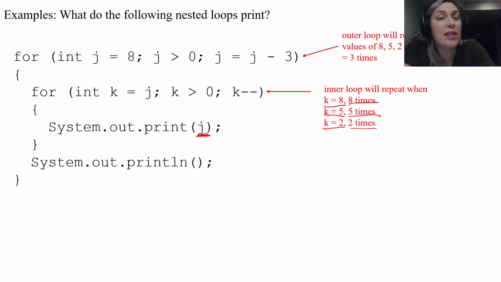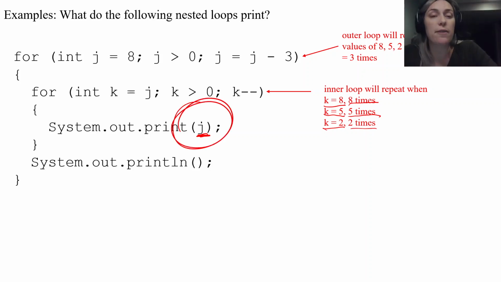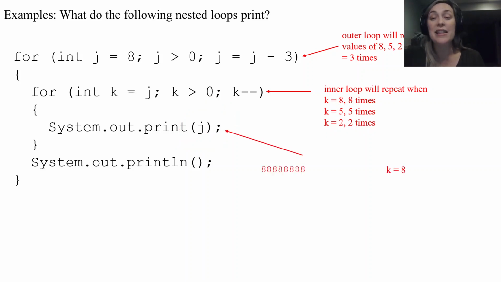What gets printed off in this situation is actually the value of j. And when we're in the inner loop here, we're not changing the value of j. In the inner loop, we're changing the value of k. J stays the same while the inner loop is running. Which means that this first line, when k is 8, k changes from 8, 7, 6, 5, 4, 3, 2, 1, but j stays 8 the whole time we're inside that inner loop. So 8 actually gets printed off 8 times.